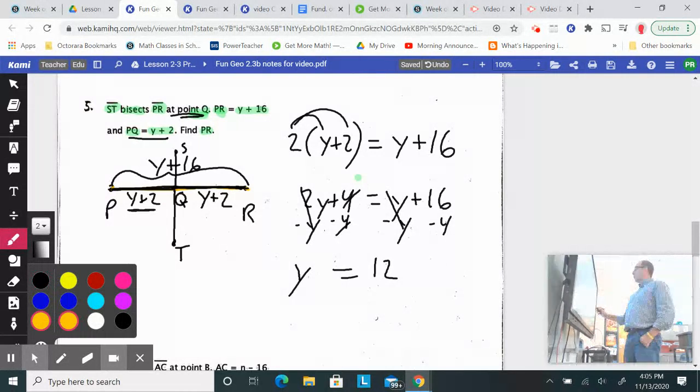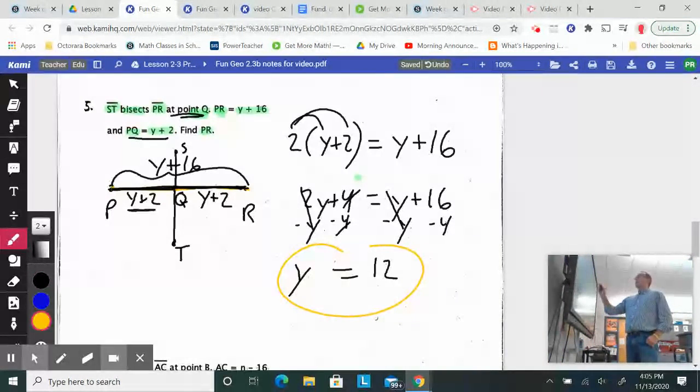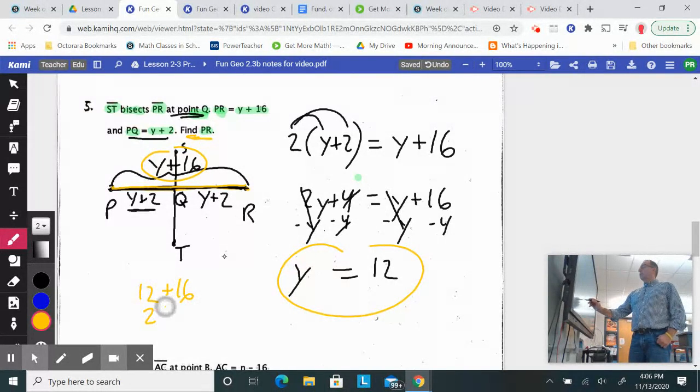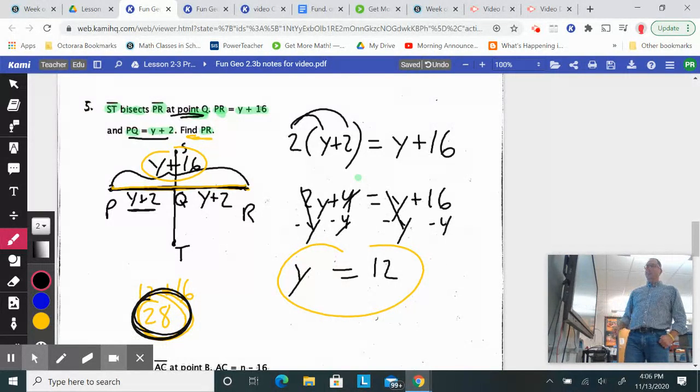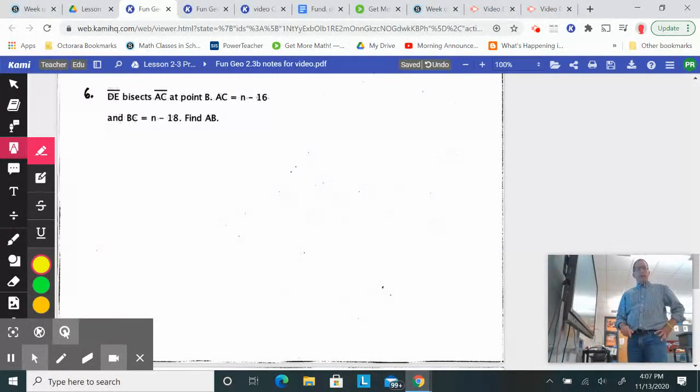What do I do with Y equals 12? That's not my answer. I'm supposed to find the distance of P to R. From P to R is Y plus 16. If Y is 12, I put in 12 for the Y, add 16 to it, and I get 28. So my final answer, the distance from P to R, would be 28.